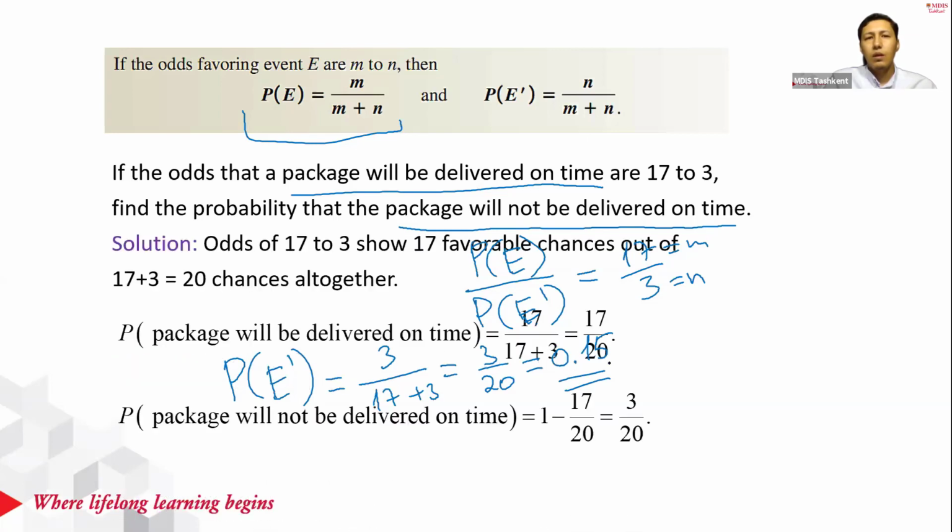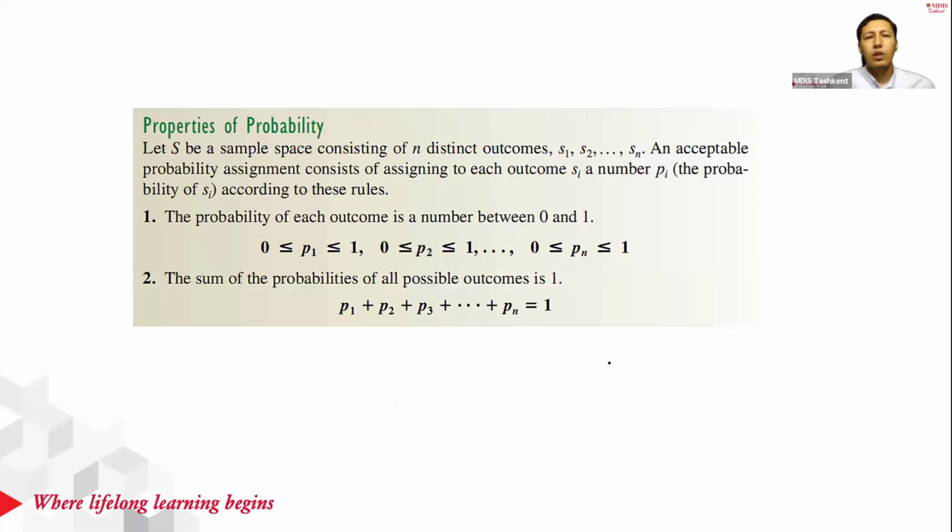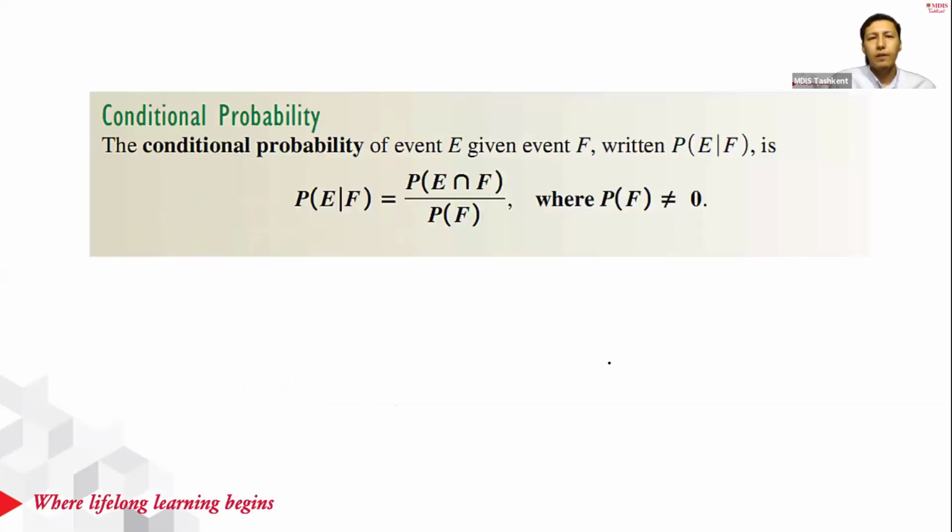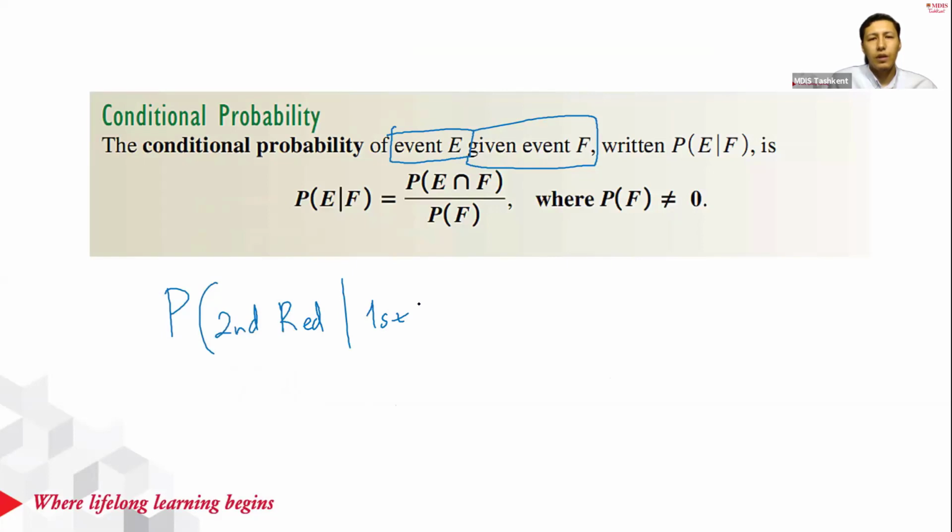Next one is conditional probability. This is the probability of event E given that, given what? Event F. F is given, and we can find the probability of E. For example, the second is red, the first is heart.